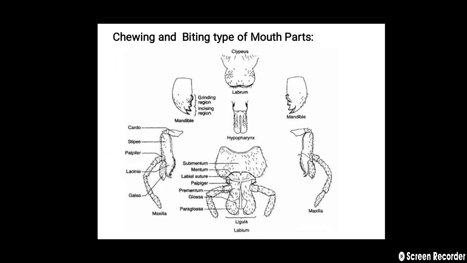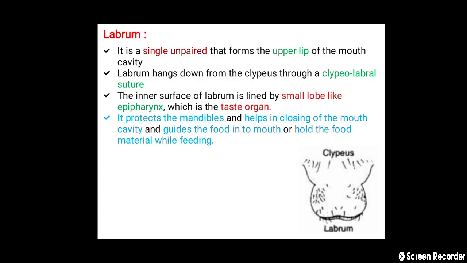This is the diagrammatic representation of chewing and biting type of mouthparts. In the diagram we can see the labrum, then two mandibles, then hypopharynx and two maxillae and one labium. So let us see one by one. First part is the labrum. It is a single unpaired structure that forms the upper lip of the mouth cavity.